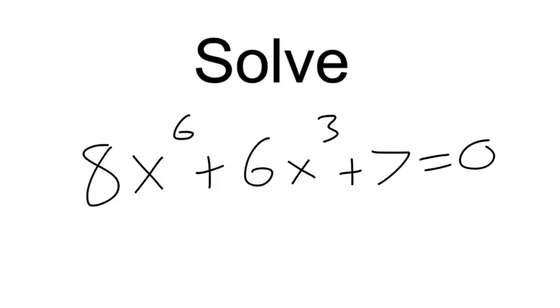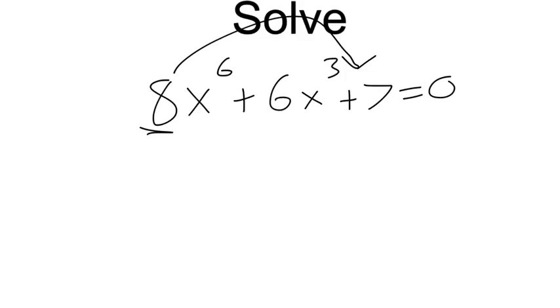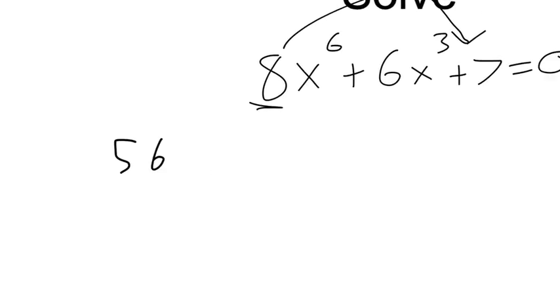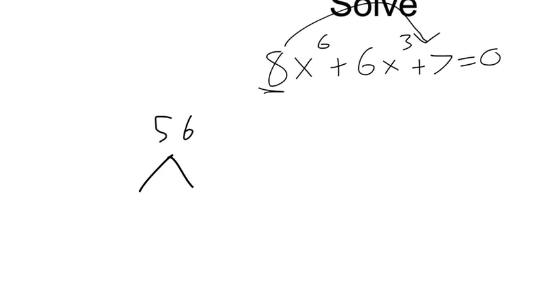So since a is not 1, this is going to take a longer method of factoring. What we should do is multiply a times c. It gives us 56. And then our goal is to find two numbers that multiply to be 56, but add up to be this positive 6.